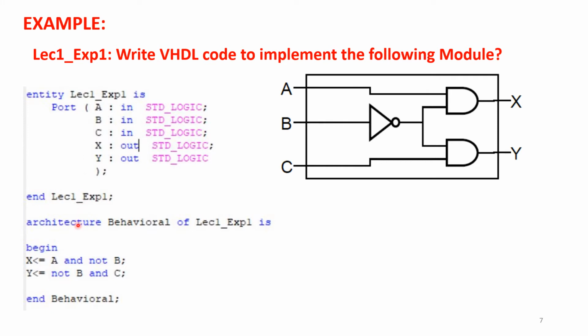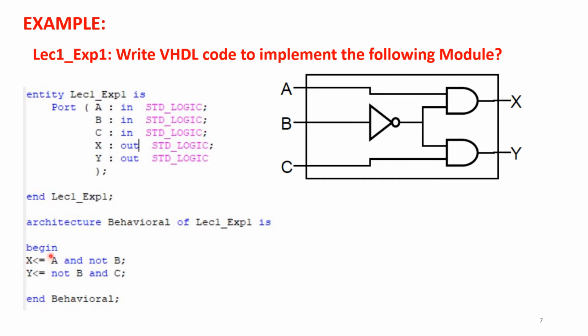The second part is the architecture. We give the architecture there, and we discussed three types of levels: behavioral, data flow, and structural, if you remember. Here we call it behavioral because we are just describing the behavior of the circuit. Or you can put some other name if it is related to your circuit. It's not fixed really.